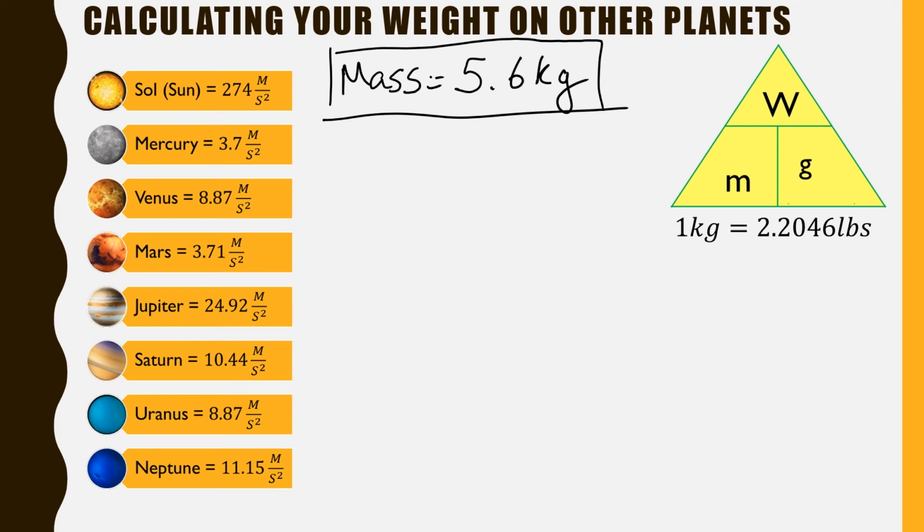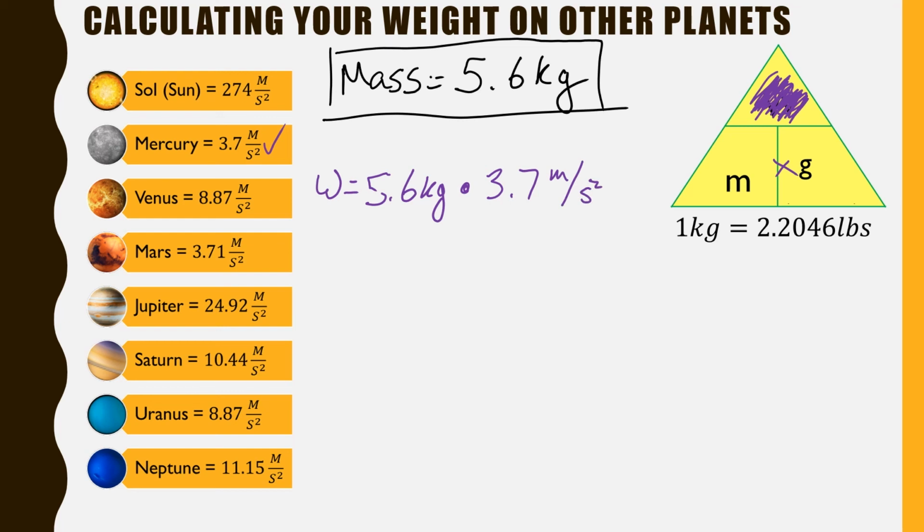All right. So now we're going to do our formula. We want to find out your weight on some of these different objects. So our formula, weight is equal to mass times acceleration. Now, all of these right here are the accelerations of gravity for these objects. So I'm going to do a couple of them for you, and I'll let you do the rest by yourself for fun. So we have 5.6 kilograms. Let's do Mercury first. So we're going to plug this into our formula. Weight is equal to 5.6 kilograms times 3.7 meters per second squared.